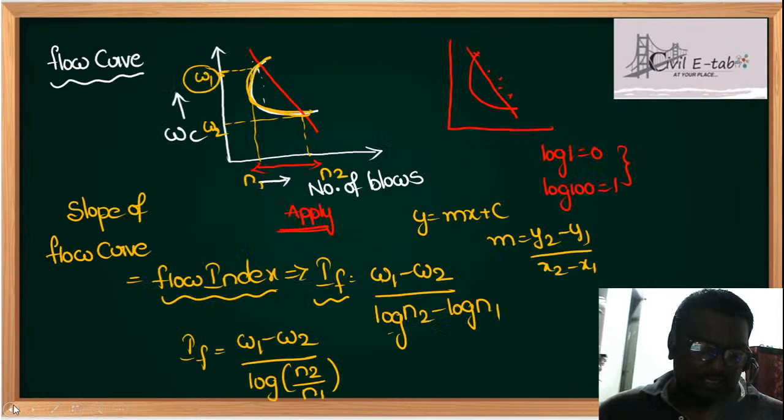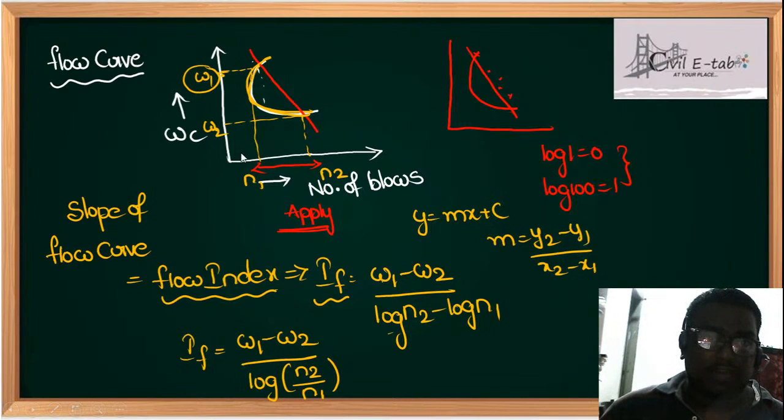Now see, students, flow curve gives you an idea about the shear strength of the soil. What is a flow curve? It is a graph drawn between water content and the number of blows. And when you draw the graph, in which shape is it, students? It is in a curved shape. To make it a straight line, you apply a logarithm. Now, slope of flow curve is equal to flow index.